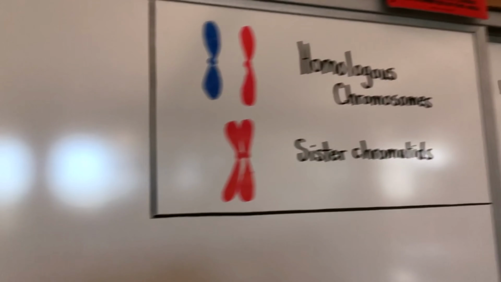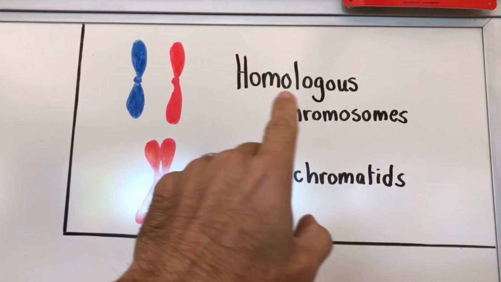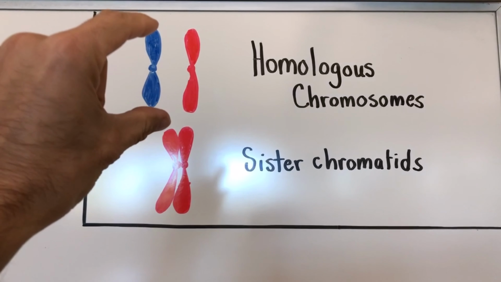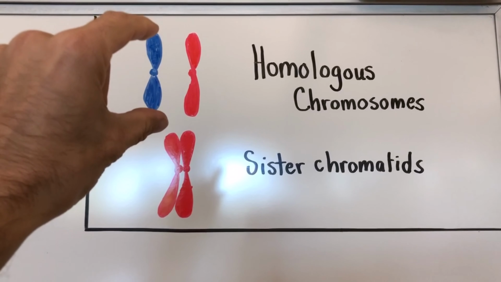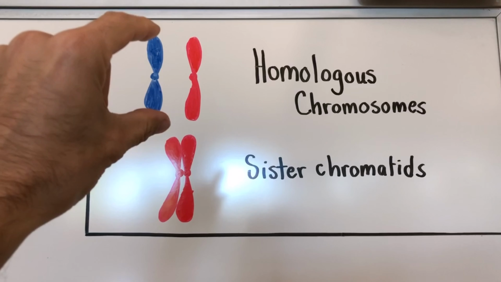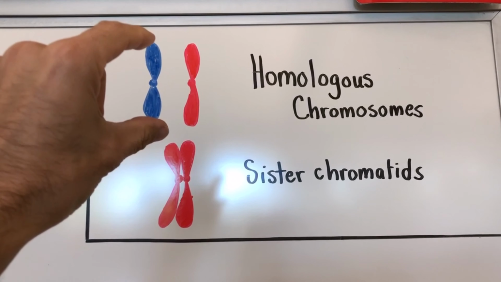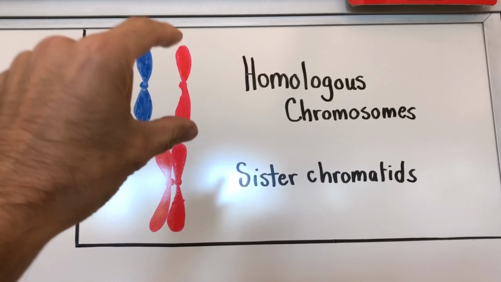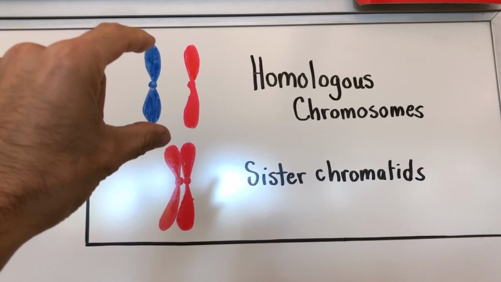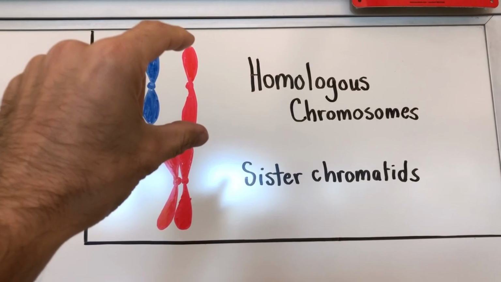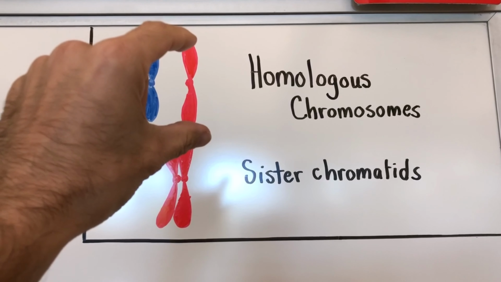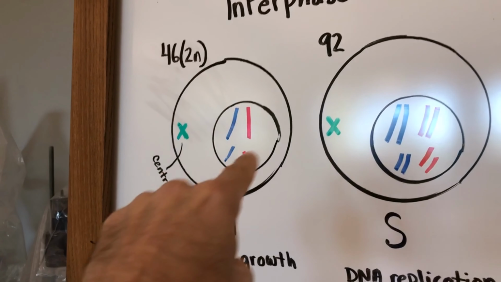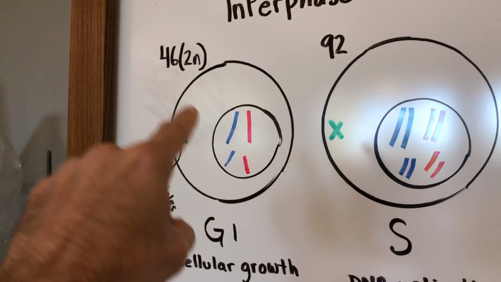And just as a quick review, just remember that homologous chromosomes are not identical, but they share the same chromosome number. So if this was chromosome 7 from the dad, that would be the paternal chromosome 7. This would be the homologue, which would be the maternal chromosome 7. Paternal is inherited from the dad. Maternal is inherited from the mom. And a normal cell has homologous chromosomes inside. Okay, a normal cell.